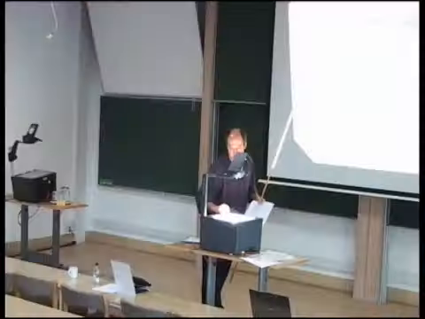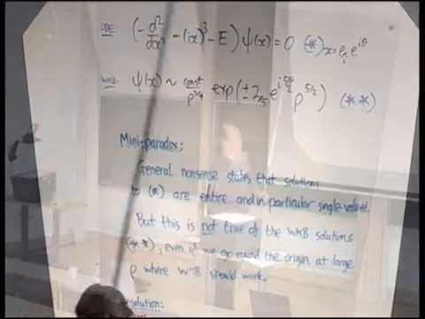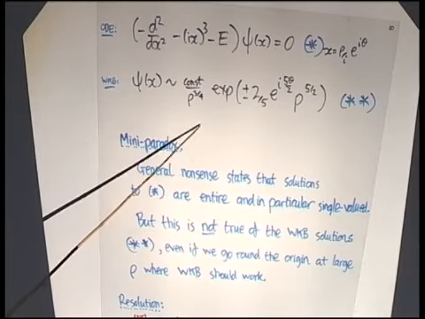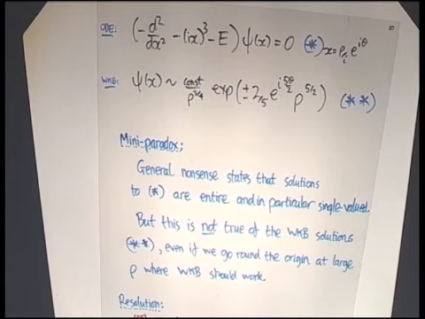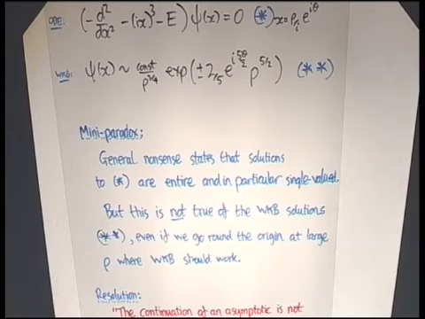Okay, good. So that's reproduced here. Still keeping my eye on the time. Okay, so we've got that up here. Okay, and now there's a little mini paradox you can worry about with this, which is that general existence theorems and all the rest of it say that solutions to this first differential equation are actually entire and single valued in the whole complex plane.